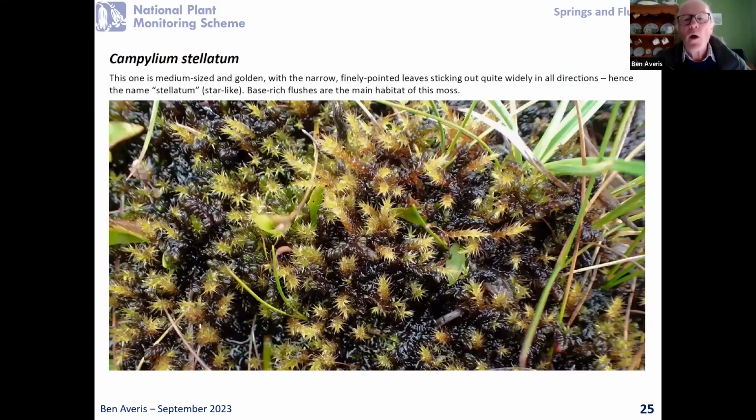Okay, next one, Campylium. This is a pretty easy one to recognize, and it's a good indicator that it's a bit base-enriched. It's a base-enriched flush species mainly. It's quite golden coloured, and the leaves are pretty narrow, and they stick out quite widely in all directions. Not so widely as to start pointing backwards, like the other species that we saw, but widely enough that when you look at it from above, you get something of a star-like appearance, hence the name stellatum there. So easy to recognize, and a base enrichment indicator.